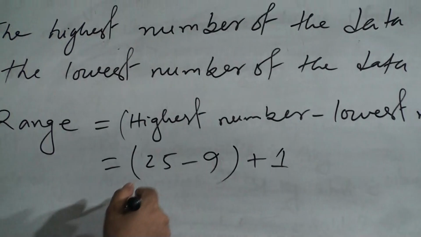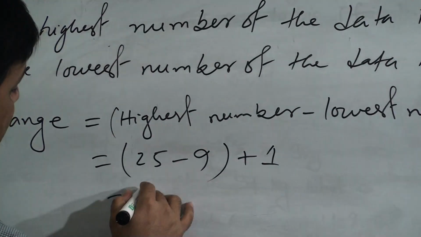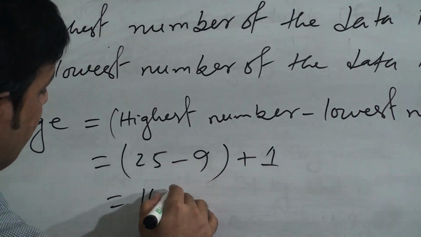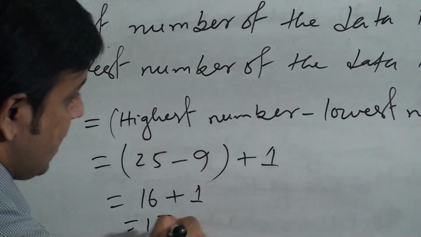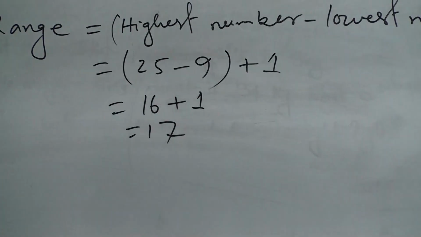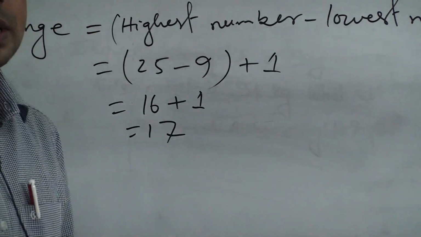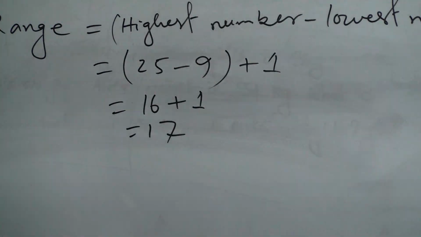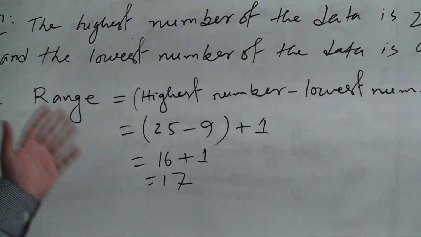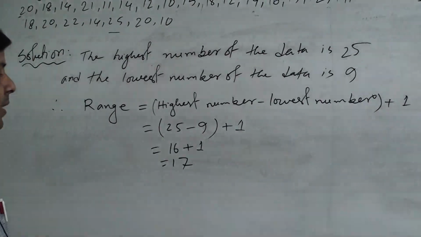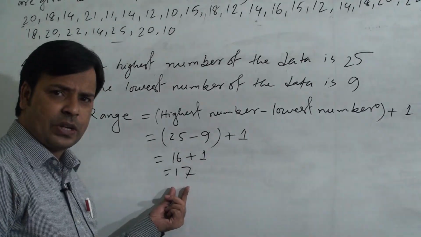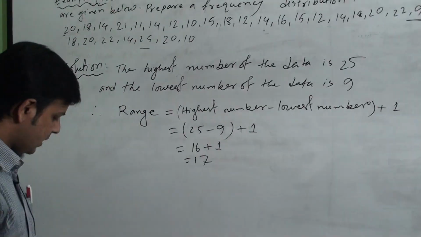If we subtract 9 from 25, this will be 16, and then we have to add 1, that is 17. 17 is the range. As 17 is the range, we can now divide 17 by class interval. So to arrange the data, we need to consider a class interval. As the range is less than 20, we can consider 5 as class interval.